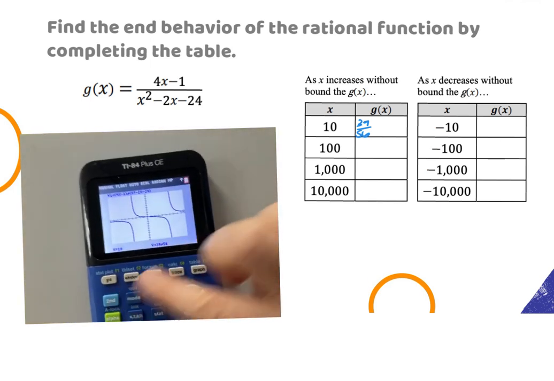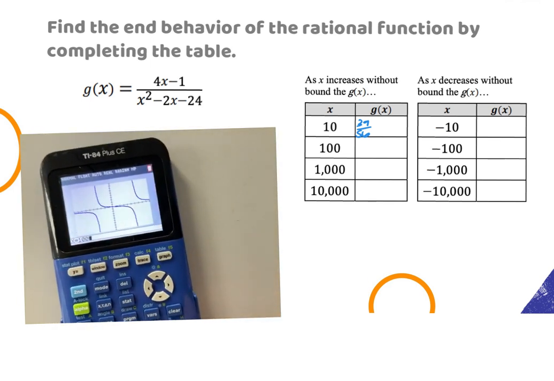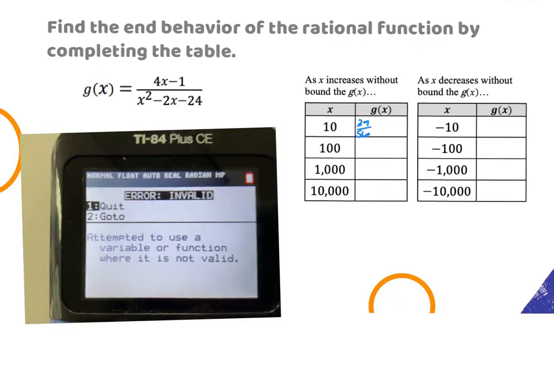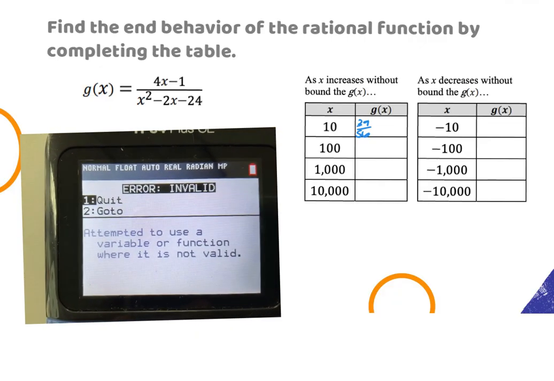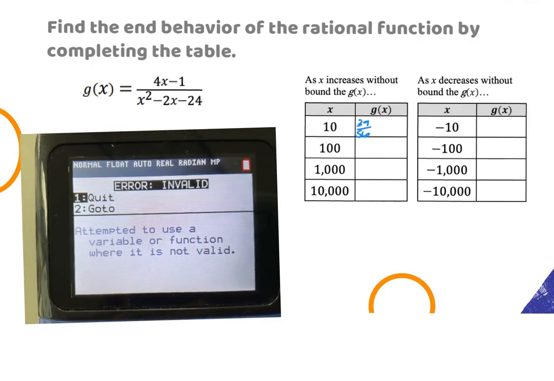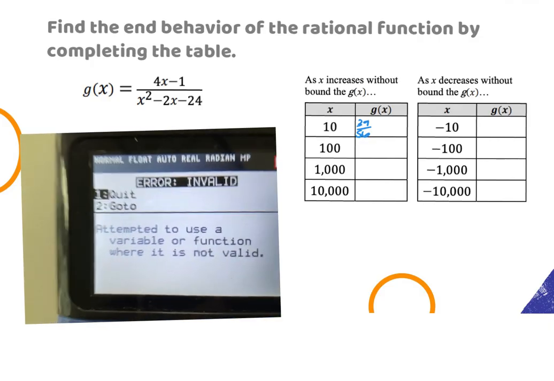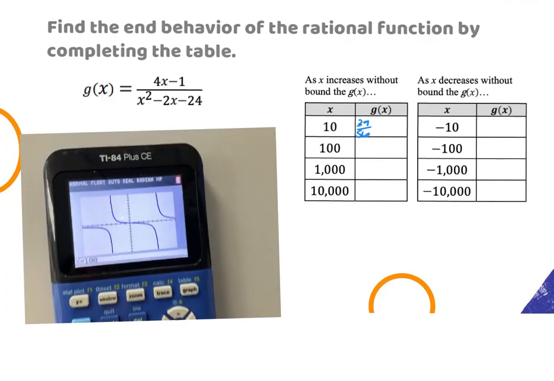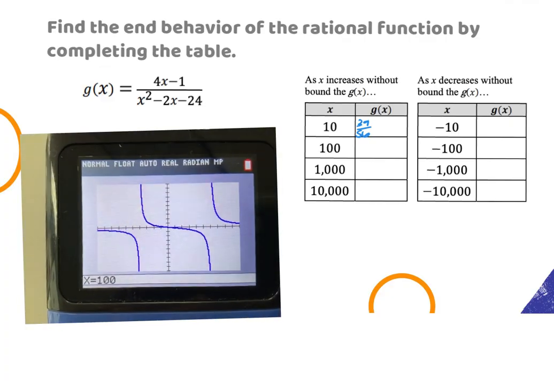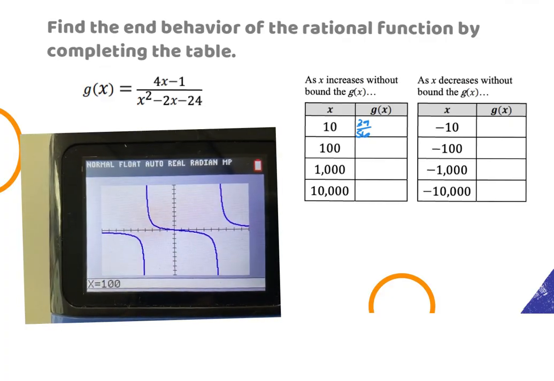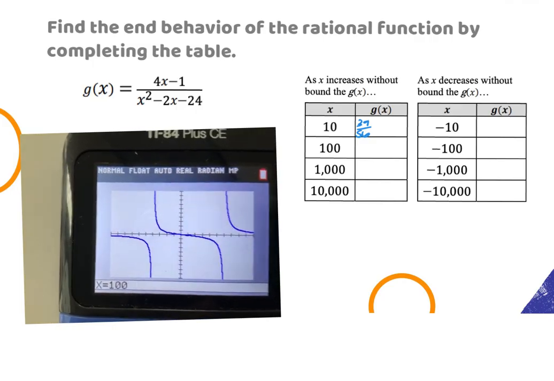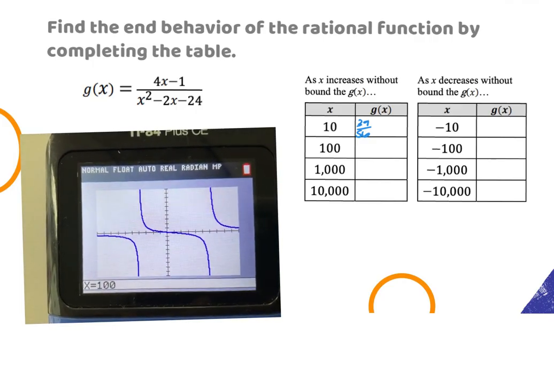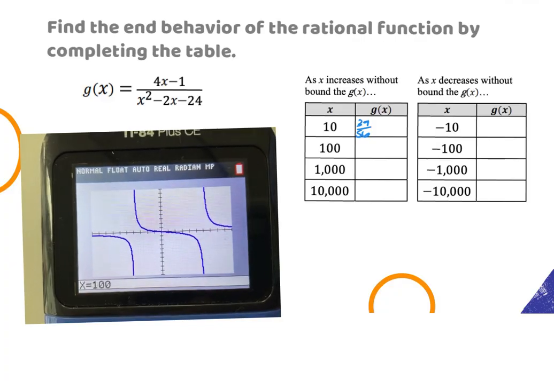Now, if I go second trace and I go to value and I hit 100, it says quit, go to, and it says error invalid, attempted to use a variable or function where it's not valid. If I go to, it's basically just taking me back to my graph. And what's happening here, it's not that it's undefined there. If it's undefined, it will tell you it's undefined there. What's happening is it's so far off my graph that my calculator can't find it, okay?